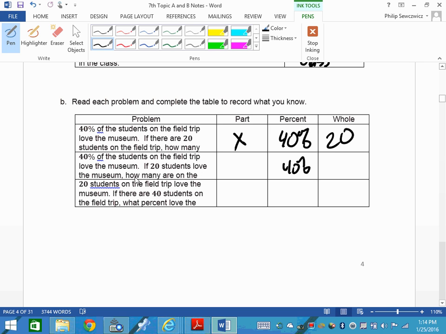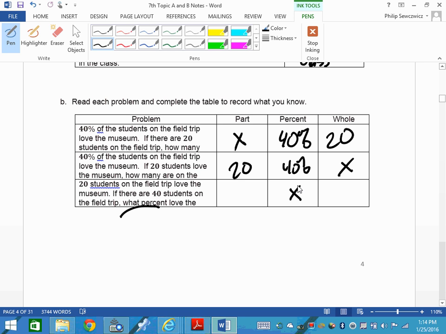If 20 students love the museum, how many are on the trip? The 20 that love the museum are 40% of the students. So 40% loved it, and 20 is the part. We don't know how many students there are in the whole. And right away, do you see a percent symbol? No. It also asks us what percent, so I know that's going to be the X there.